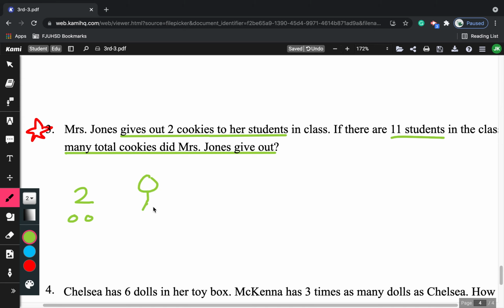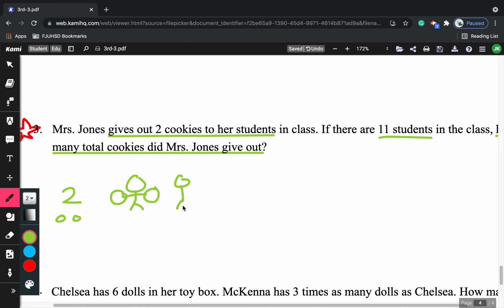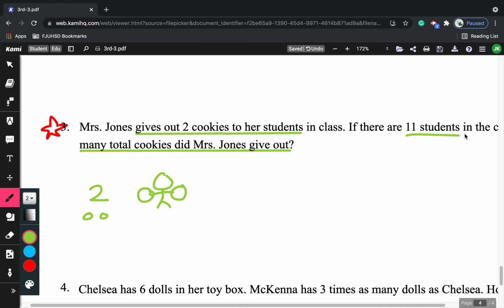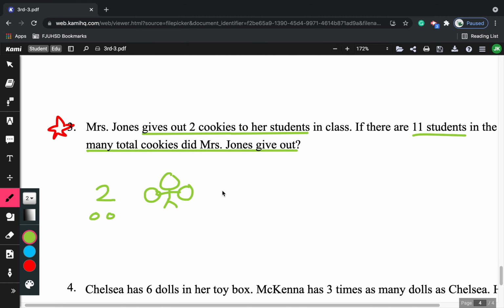So that means each student would get 2 cookies, very big cookies. And if there are 11 students, I'm not gonna draw 11 students, how many total cookies did Mrs. Jones give out? We're trying to find the amount of cookies Mrs. Jones gives out. Each student got 2 cookies, and there are 11 students. So 2 times 11 is the equation, and the answer is 22, because 11 plus 11 is 22. And yeah, that's it.